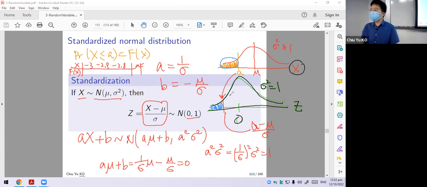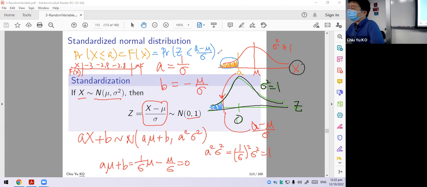It means that we don't need many tables. We just need only one table. We only need to transform the probability that x is less than a to the same as the probability that z is less than a minus mu over sigma. So this transformation helps us so we don't need many tables. We just need one table, and that table is called the z table, and we'll talk about this after the break.